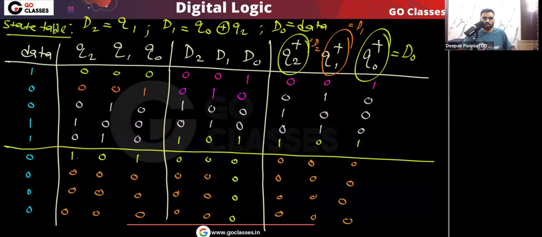Okay. That's it. So what was the question asking? Notice. In the ninth clock cycle, the data input is 0. So you can see after the 9 clock cycles, what will be the state? The state will be 0, 0, 0. I hope you understood.